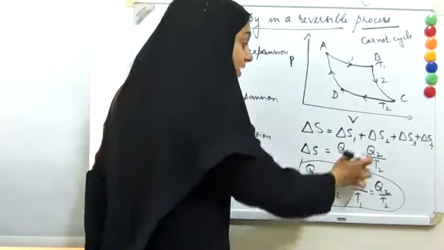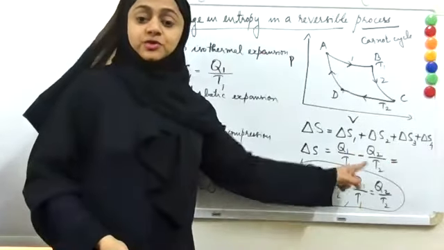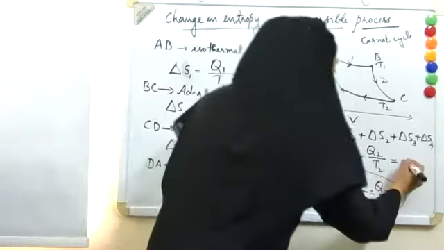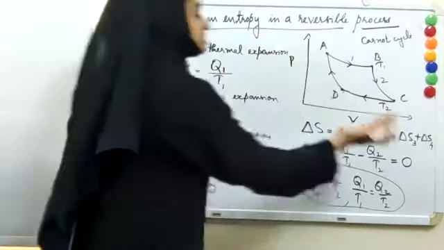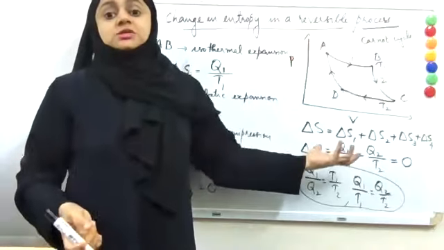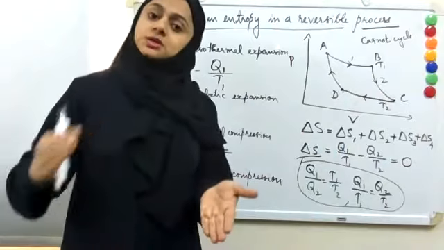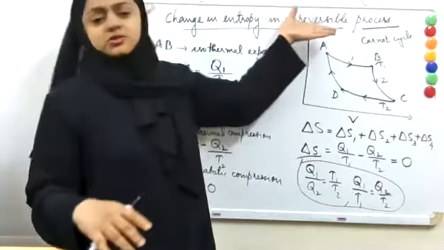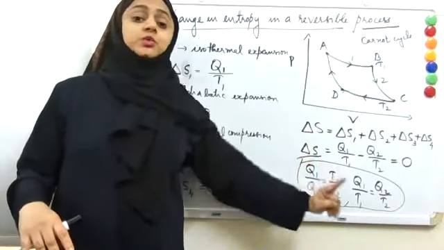So Q1 by T1 minus Q2 by T2 is equal to what? They are equal. So if you subtract them, what will be the result? 0. See, the change in entropy for a reversible process is 0. So when a system goes through a Carnot cycle, what is the change in entropy? 0. There is no change in entropy when the system goes through a Carnot cycle. So for every reversible process, we are just generalizing the case. For every reversible process, the change in entropy will be 0.